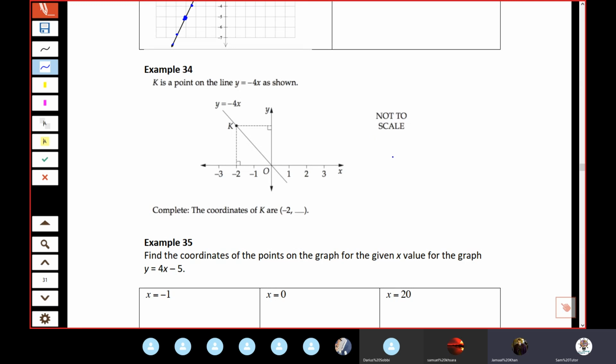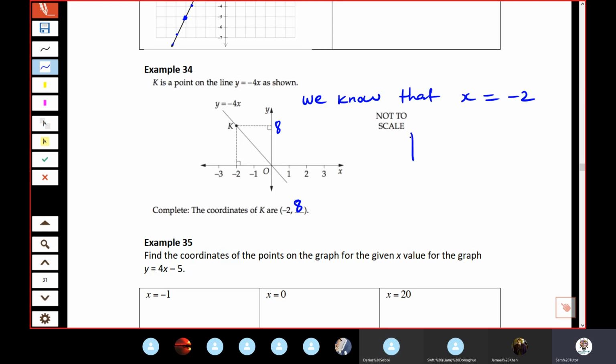Okay, let me maybe give a clue out. 8. Say it again. 8. How did you get that? I substituted negative 2 into negative 4 times negative 2. That's it. We know that the x value is equal to negative 2.